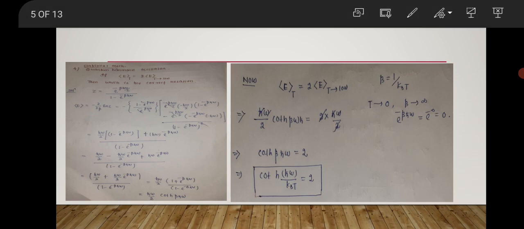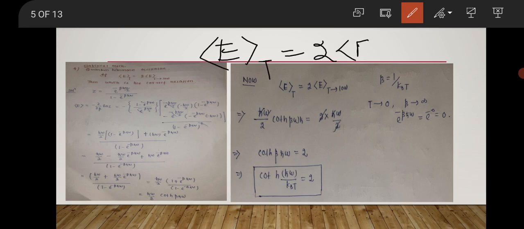This is a very fantastic question from the quantum harmonic oscillator in statistical mechanics. It was stated that for a quantum harmonic oscillator, the average energy at temperature T is equal to 2 times the average energy at T tends to 0, that is low temperature. Then which condition is satisfied?